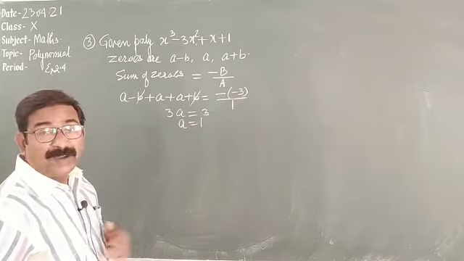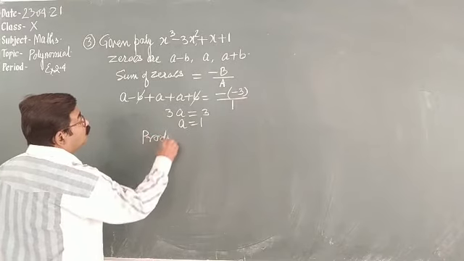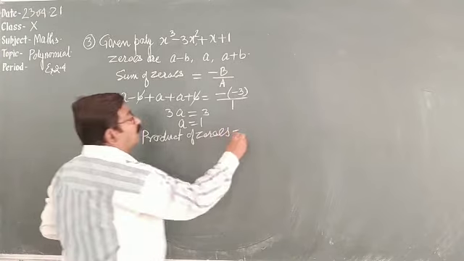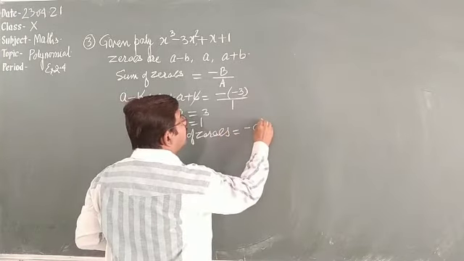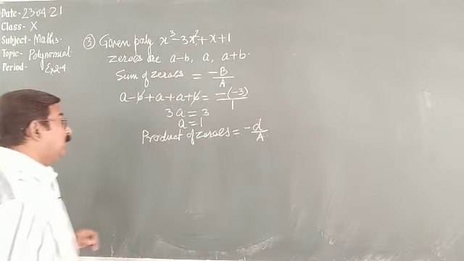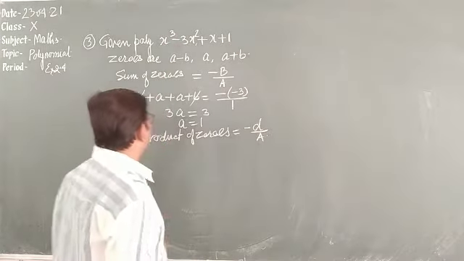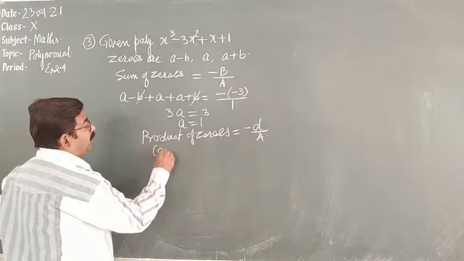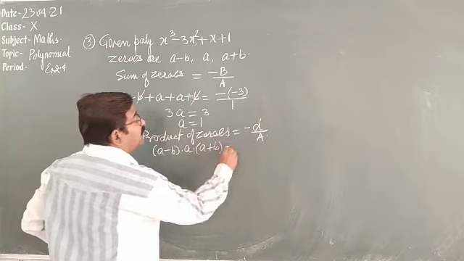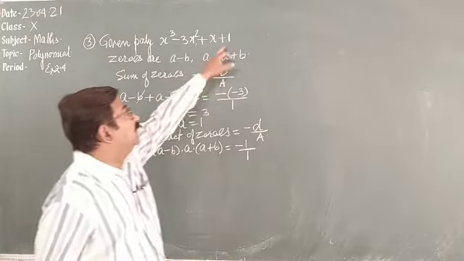Now we have to find b. So product of zeros, what do we write? Minus D upon A. What is D? D is the constant term. A is the coefficient of x cube. Product, see, a minus b into a into a plus b is equal to minus 1 upon 1. D is 1.